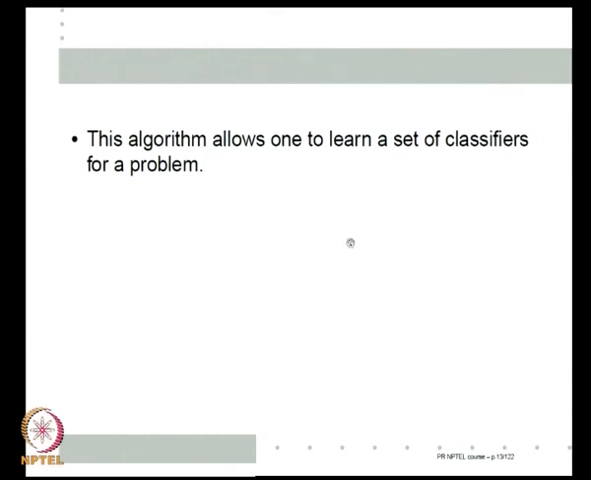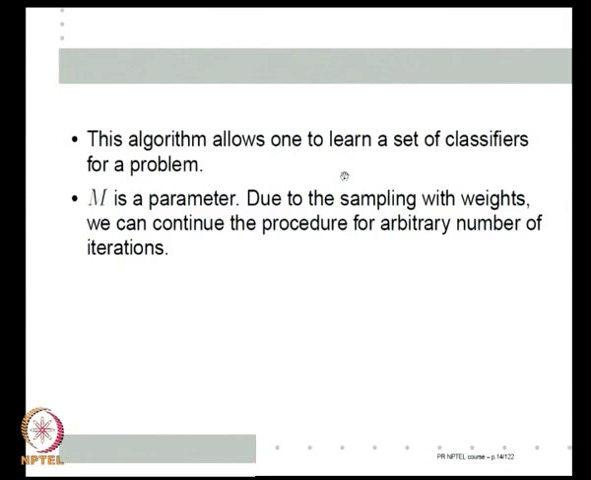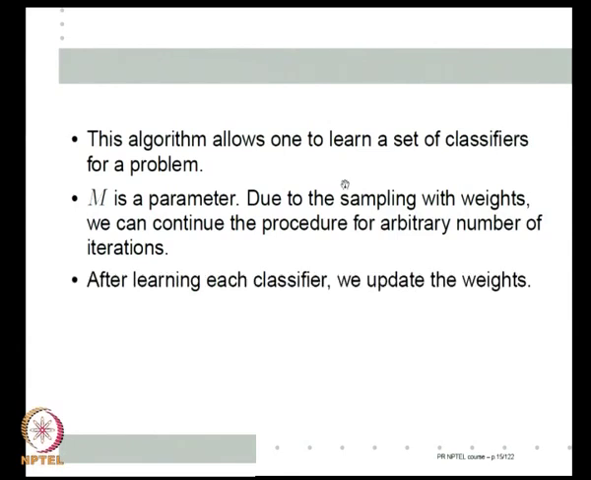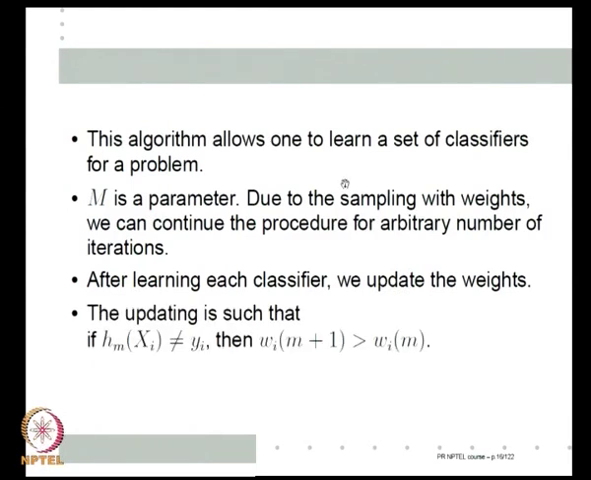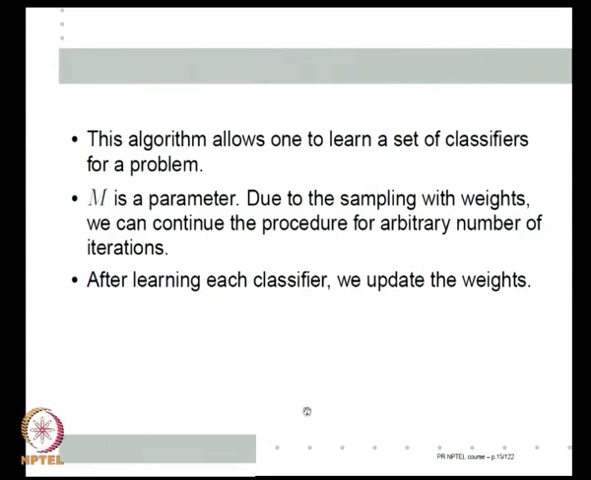The algorithm allows one to learn a set of classifiers for a problem. M is a parameter, as we said, we can learn an arbitrary number of classifiers. So, we can learn an ensemble with any number of classifiers in principle. After learning each classifier, we update the weights. The whole idea of the weight update, as I just mentioned, is that if h m x i is not equal to y i, then w i m plus 1 is greater than w i m.